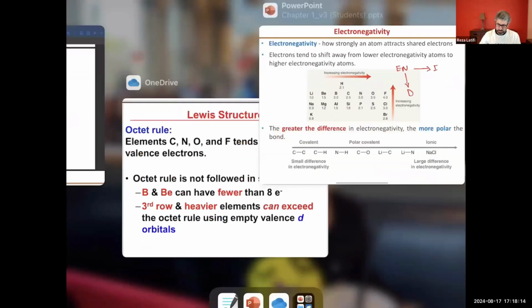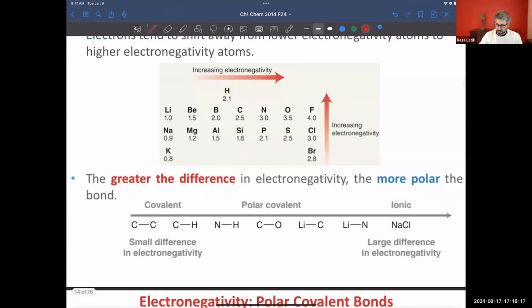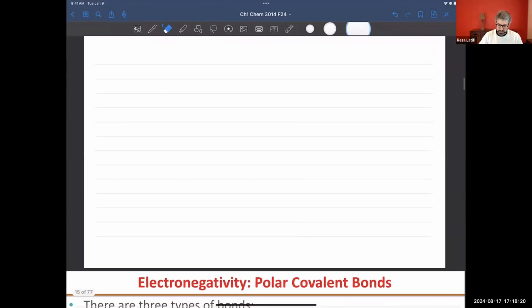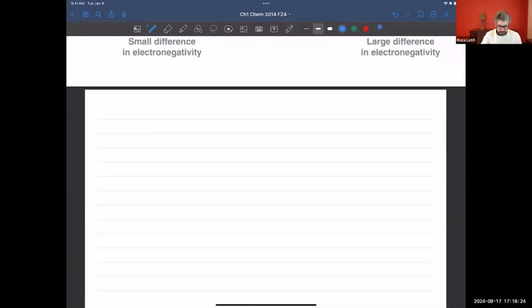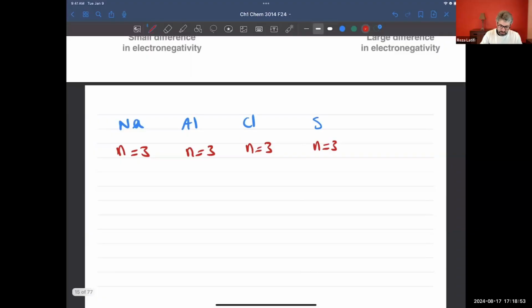For example, say we have sodium, next aluminum and chlorine, versus sulfur. All of them belong to the third layer. So in that case, because all elements belong to the third layer, we're going to sort them based on their number of protons. Sodium has 11 protons, aluminum 13, chlorine 17, and sulfur has 16 protons.